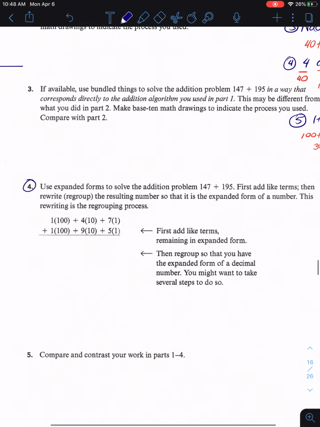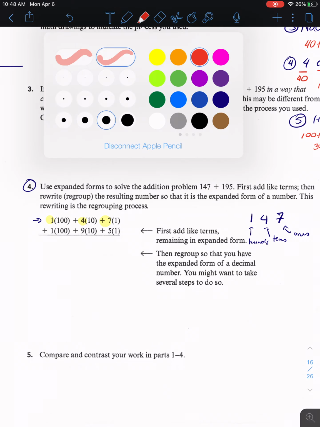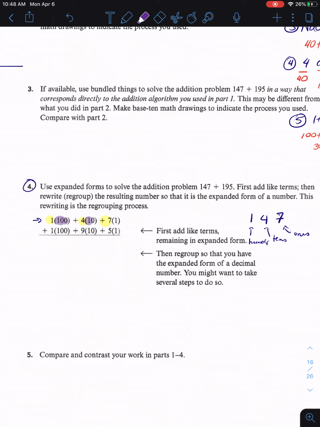So expanded notation is where instead of writing 147, knowing that this is hundreds and this is tens and this is ones, we actually write it out as 1 times 100, 4 times 10, and 7 times 1. So the coefficients, or the digits in the number, are the multipliers, and the place values are in the parentheses. So we're literally just expanding that.